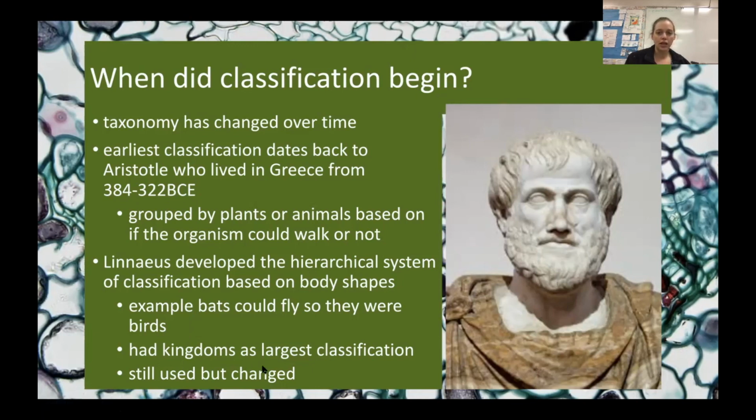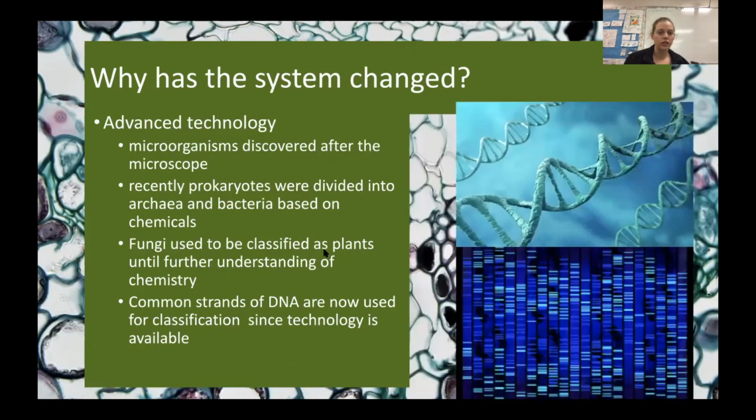Now, we still use classification, plants and animals, but it has changed since Aristotle's time. So the system has changed due to advanced technology. Microorganisms were discovered after the invention of the microscope. Prokaryotes weren't able to be divided into kingdoms at all until we could chemically analyze the composition of their cell walls. Bacteria made a peptidoglycan, and archaea has glycoproteins. But with just a microscope, we see those as being the same kind of organism. They have a lot in common. They're both unicellular and live pretty much anywhere, though archaea are more associated with extreme environments.